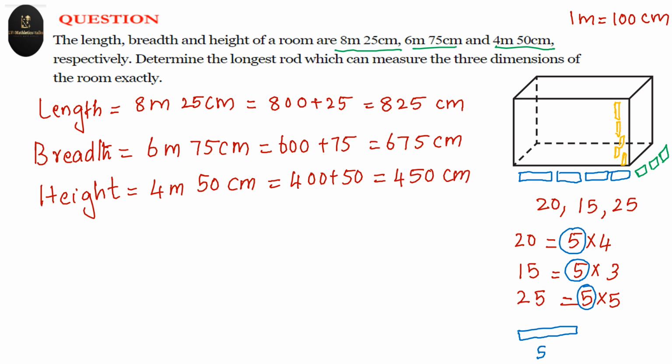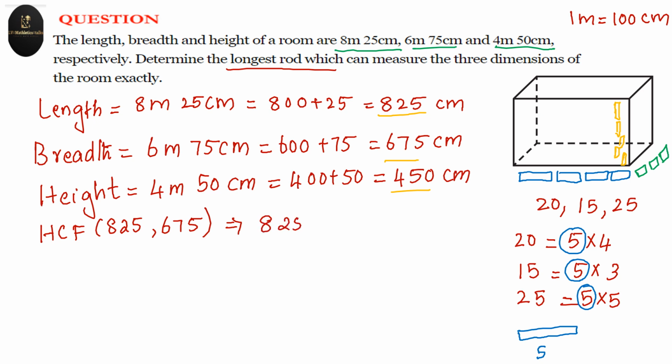Now to find the longest rod, you have to find the HCF of these three numbers. So first let me find the HCF of 825 and 675. What do I have to do here? Using Euclid's division algorithm, I should write 825 is equal to 675 multiplied with, we know it is only 1 times, plus what will be the remainder? When you subtract this, I get 150, right?